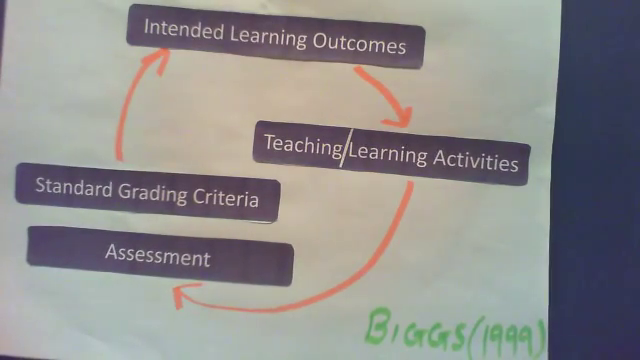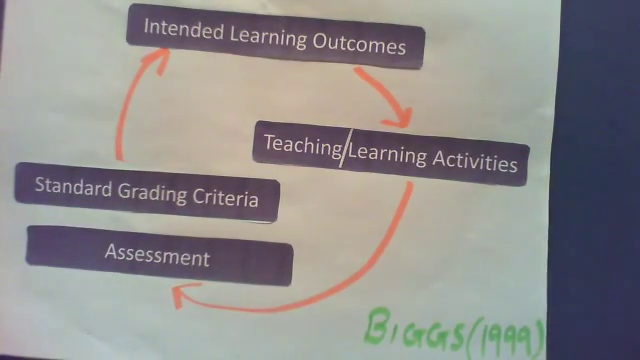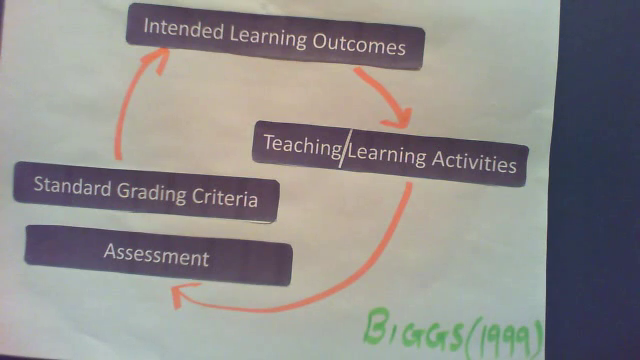When designing an aligned curriculum, firstly you must describe the intended learning outcome, then create an environment by using teaching learning activities to lead to the intended learning outcome. The next step is to use assessment tasks to assess the student's learning in relation to the intended learning outcome, and finally transforming the judgment into standard grading criteria.